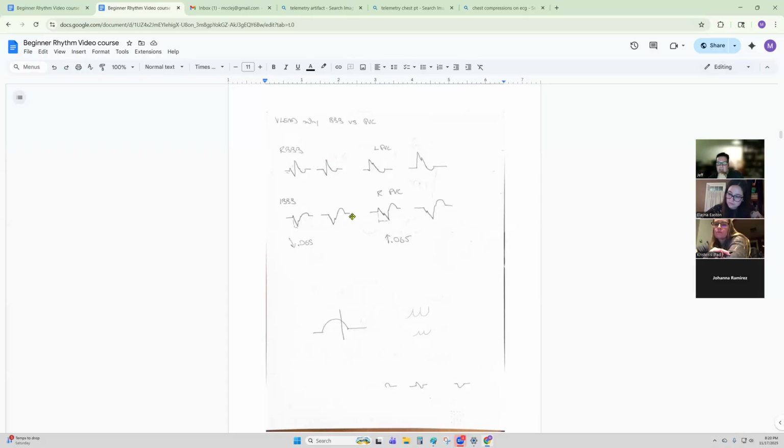Left bundle branch blocks versus right PVCs, this is a little bit of nuance. So with a left bundle branch block, you're going to have a very rapid downward stroke on that QRS complex. That rapid downward stroke tells you that impulse is coming down through the normal natural pathway of the septum and through the bundle branches, and then getting to the Purkinje fibers and the ventricles. Where right PVCs, there's going to be a slur on the downward stroke.